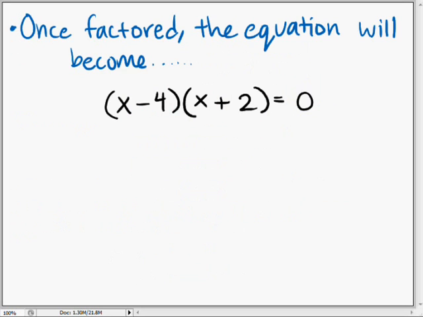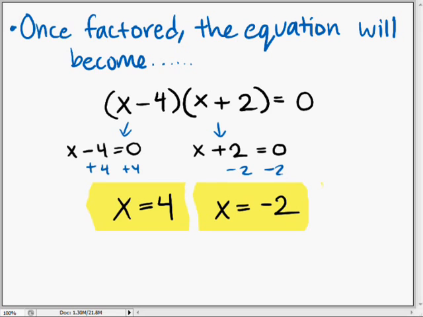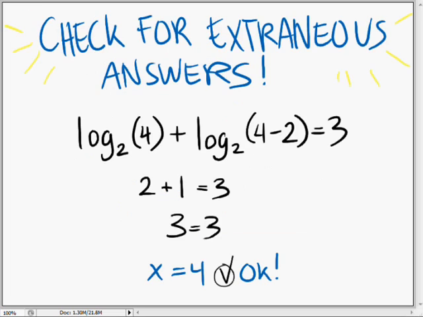Once factored, the equation will become x minus 4 and x plus 2. You can now solve for x in each equation, like so. X minus 4 equals 0 and x plus 2 equals 0. These two will become x equals 4 and x equals negative 2. Now it's time to check your work and see for any extraneous solutions.